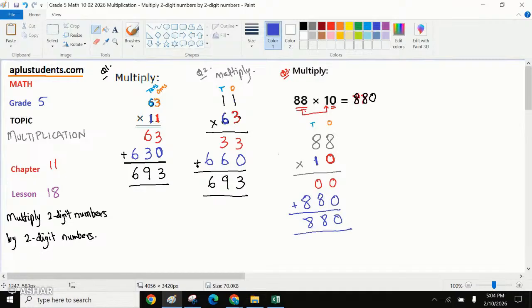Okay, so multiplying by a number ending with a 0, this is much more convenient, right? We would do this method. We don't have to do the long multiplication. Okay, thank you.